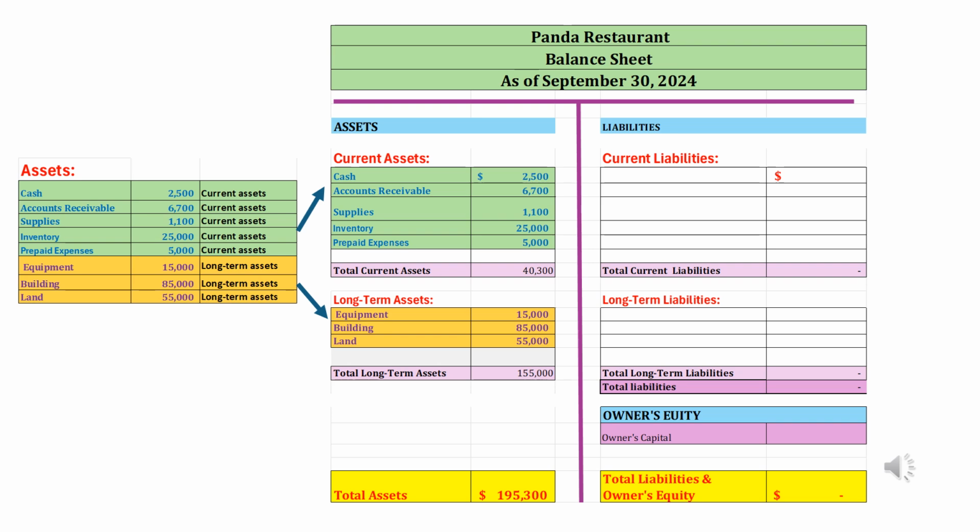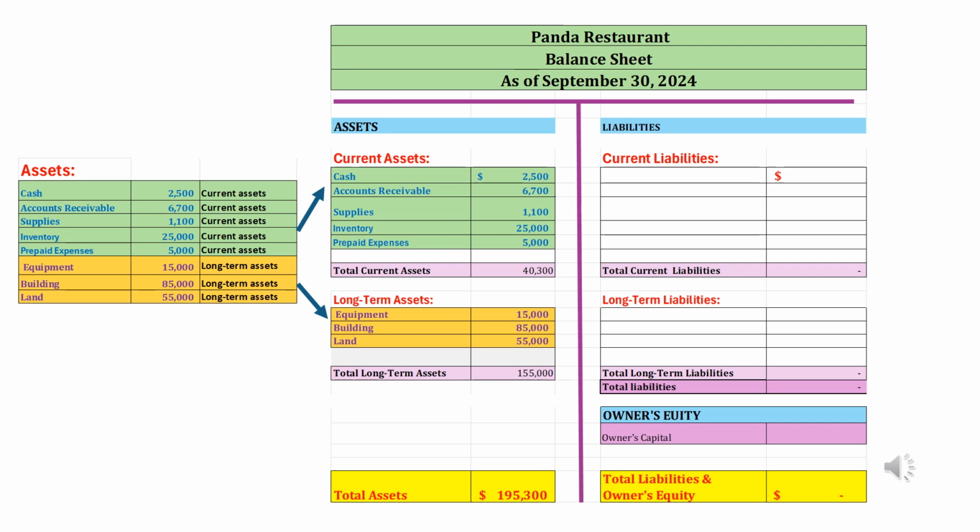Steps to create a balance sheet. The first step in preparing a balance sheet involves writing the company's name, the title of the financial statement, in this case, balance sheet, the date, which provides a snapshot of the company's financial position at a specific moment. Next, we begin listing assets, the left side of the equation, starting with current assets such as cash, accounts receivable, supplies, inventory, and prepaid insurance. The first line should include a dollar sign. Intermediate values do not require dollar signs.